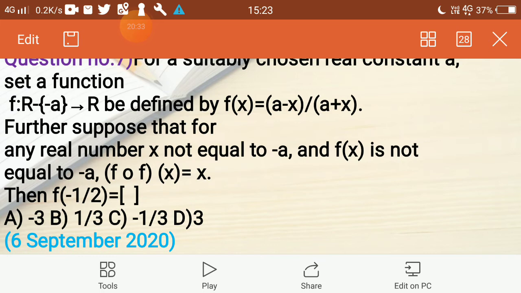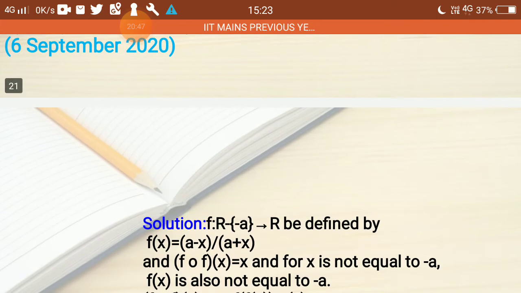If f circle f of x is equal to x, then f of minus 1 by 2 is what? Options: minus 3, or 1 by 3, or minus 1 by 3, or 3. So this is somewhat an interesting question. f circle f of x is x, but x is I(x), where I is the identity function. That is the important thing.